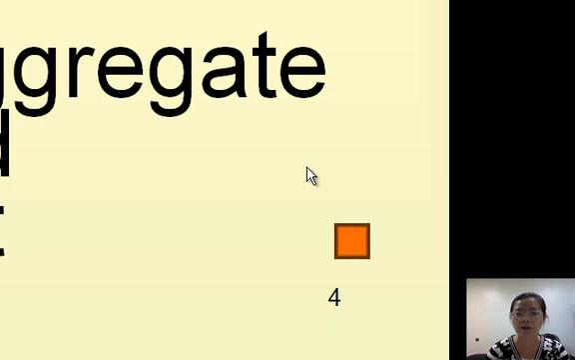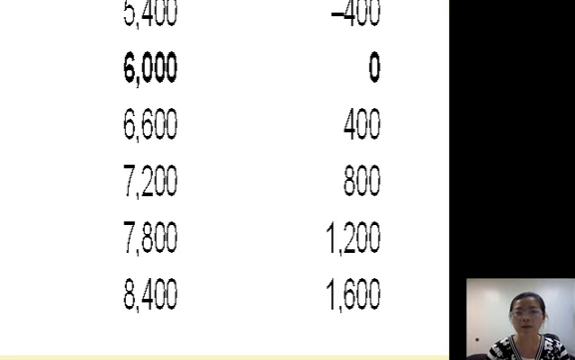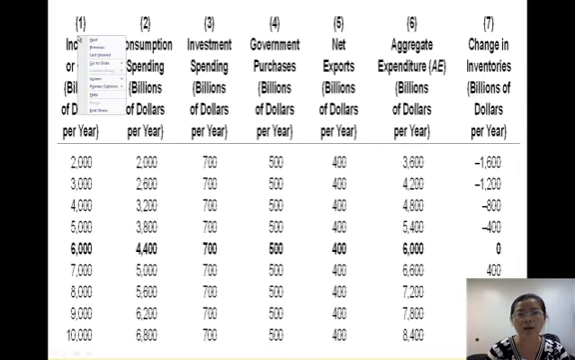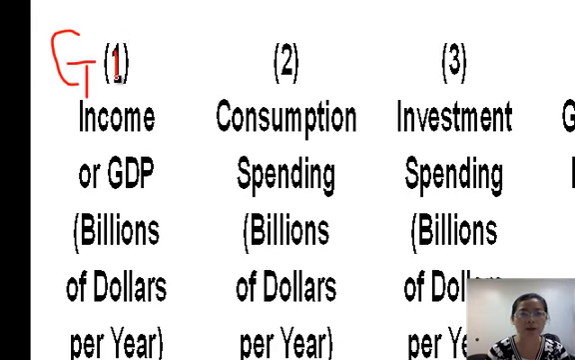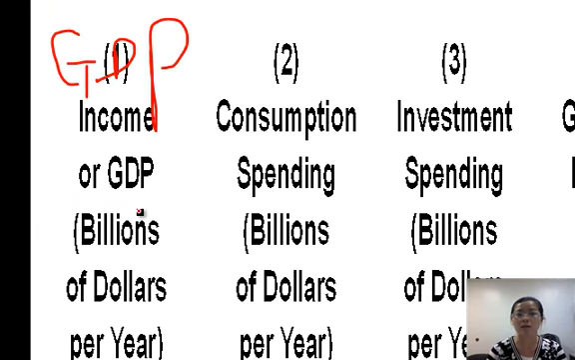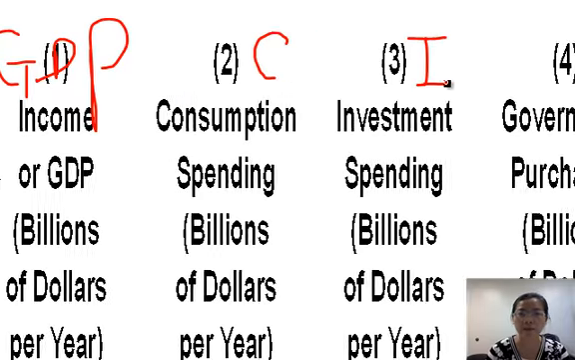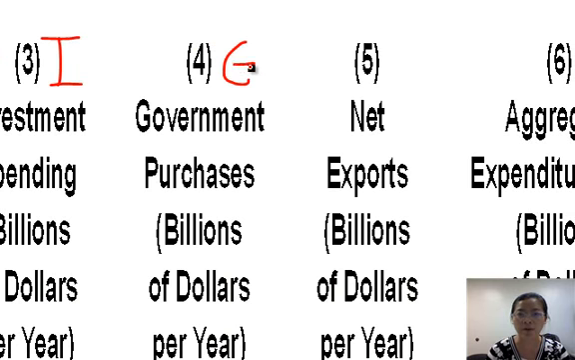How do we figure out equilibrium GDP graphically or by a table? The first one I would like to show you is this example, with 7 columns here. The first one is real GDP, or income. So GDP actually equals total income in an economy. This is the total production, also the total income earned by people in this economy. Number 2 is consumption, 3 is investment, 4 is government spending, and 5 is net exports.